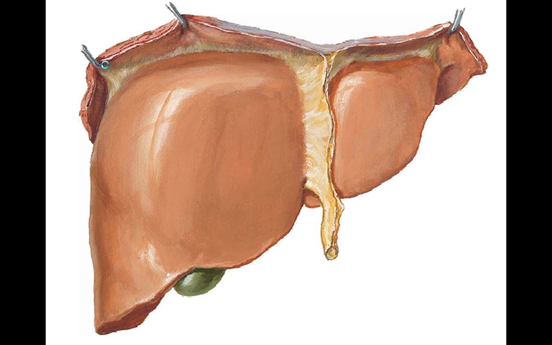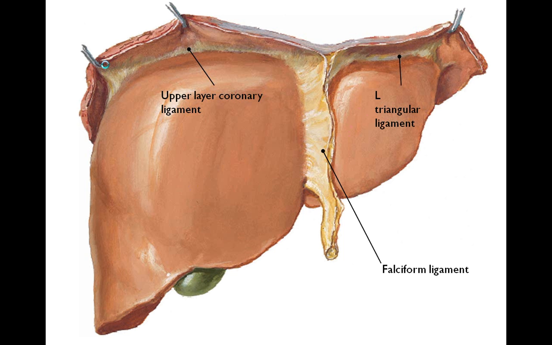On this view, we also see the upper layer of the coronary ligament as well as the left triangular ligament, but the main point of this view of the liver is to appreciate the falciform ligament, which attaches the anterior, I should say the anterior superior surface of the liver to the anterior abdominal wall and diaphragm. In the lower edge of the falciform ligament we have the ligamentum teres, which represents the obliterated umbilical vein.